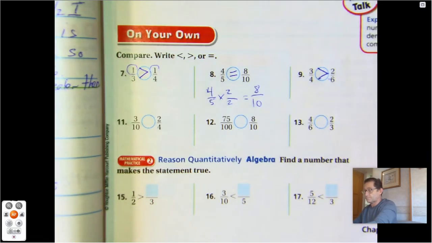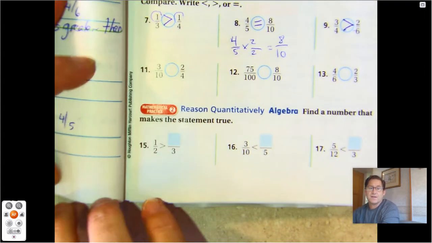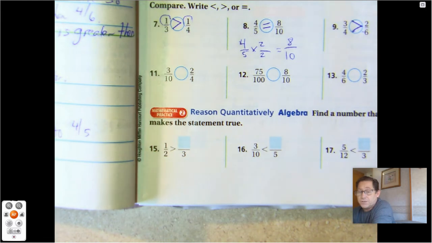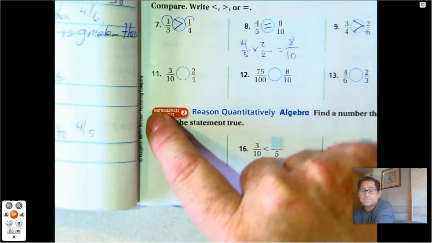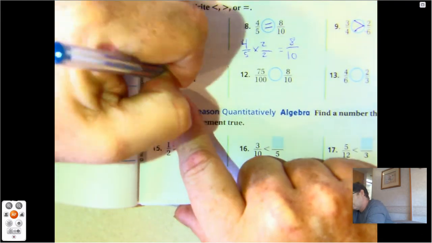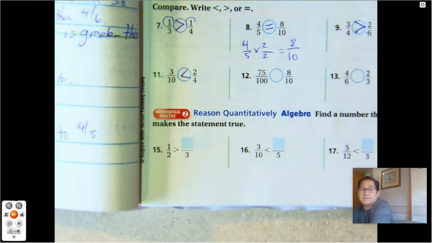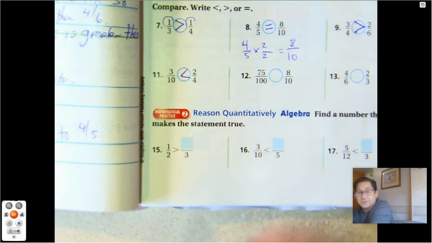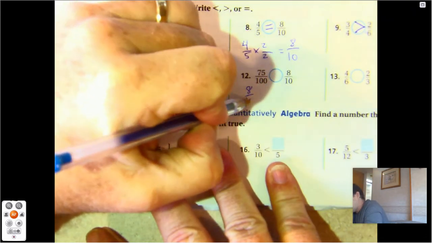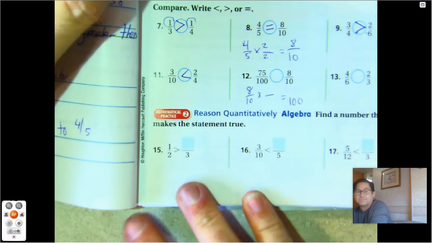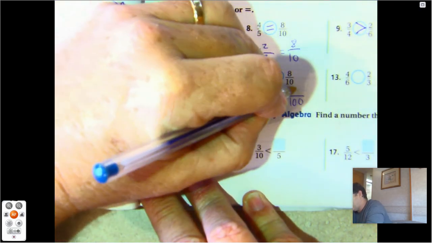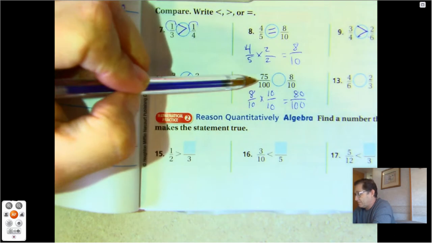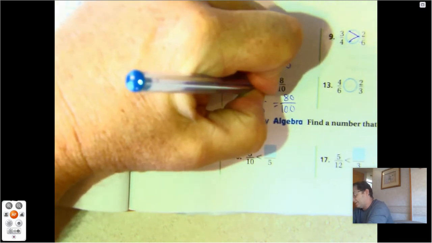Number 11. 3/10, 2/4. I'm just going to use 1/2 again. 2/4 is 1/2. Half of 10 is 5. That's less than 1/2. 75 100ths and 8/10. Well, it's easy to turn the tenths into hundredths, isn't it? 8/10 times what would give me 100? 10. We should know that 10 times 10 is 100. And 10 times 8 is 80. So 80 100ths compared to 75 100ths. So that would make 75 100ths less than 8/10.